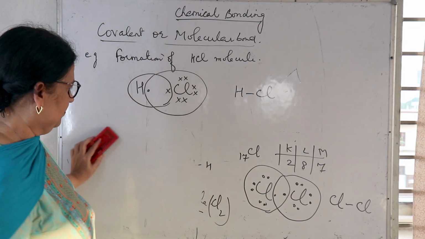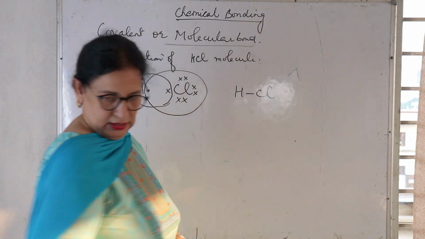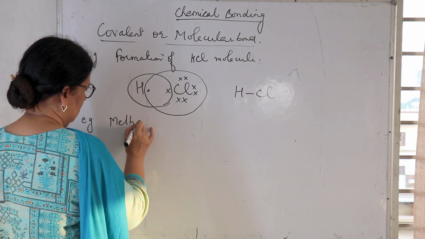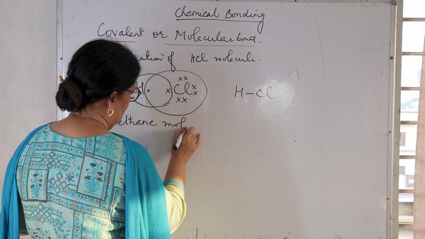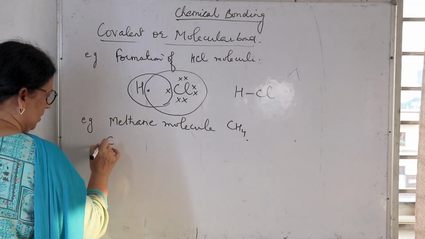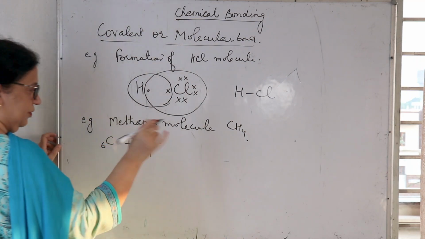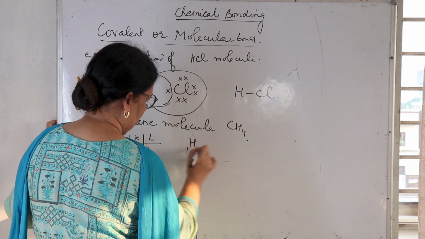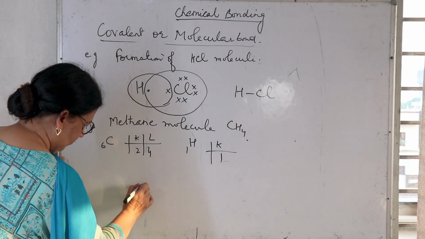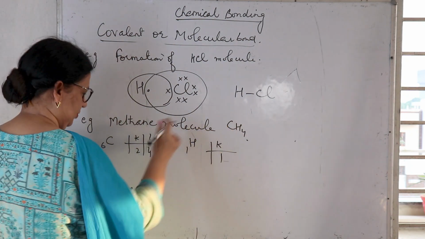Another example, that is methane molecule. That is CH4. Carbon atomic number 6. If we write the configuration, then it is 2 and 4. Hydrogen we know that is having 1 and K shell is having 1 electron. So 4 electrons of carbon, these are the 4 electrons of carbon, and 4 hydrogen are there.